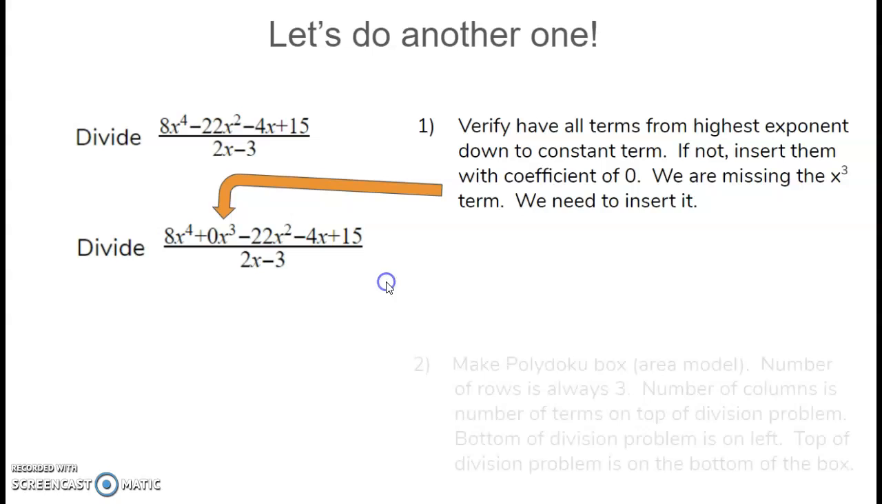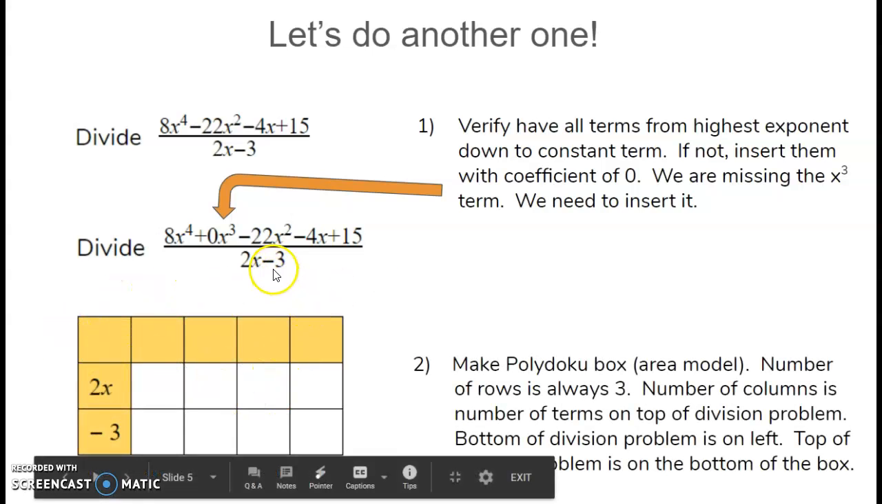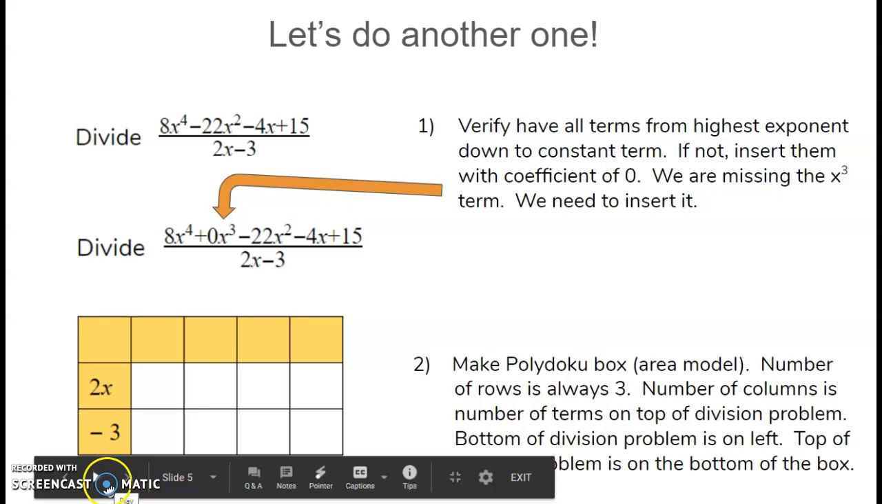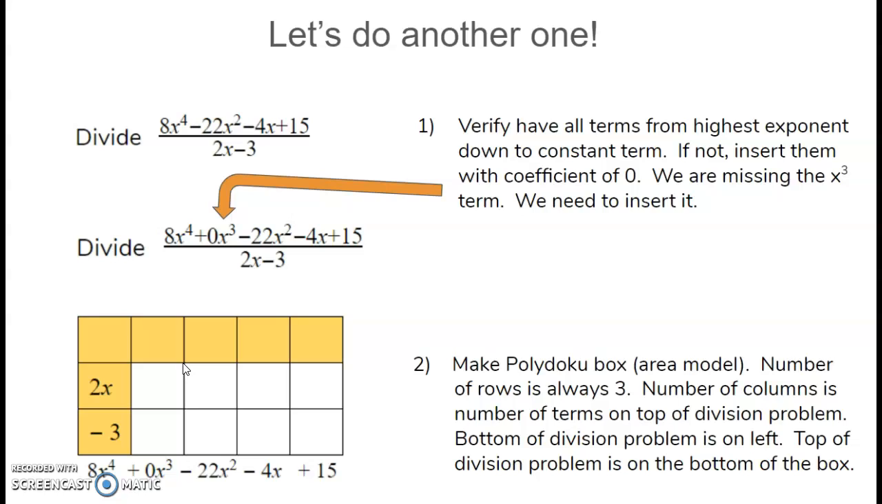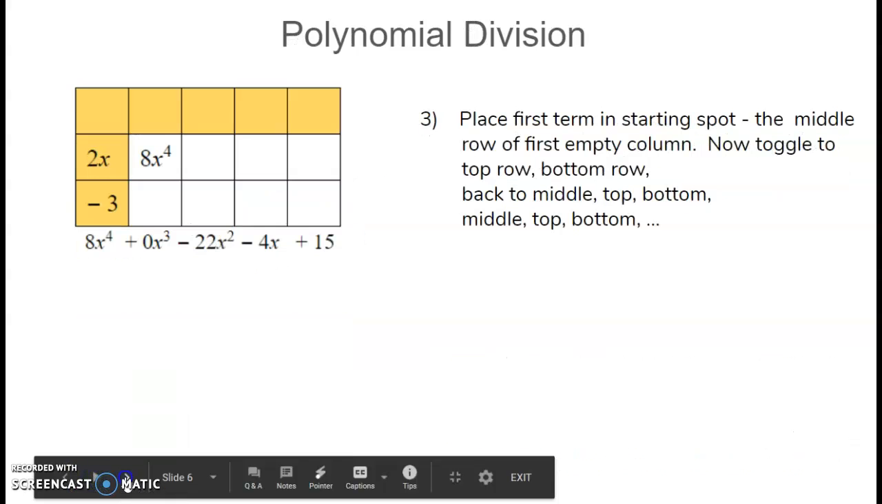I go ahead and make my Polyduco box. Again, 3 rows. The bottom's going on the left, 2x minus 3. The top goes on the bottom. Make sure that you put the 0 in there. There it is. And then we're going to take the 8x to the fourth and put it right here. So there's 8x to the fourth right there.